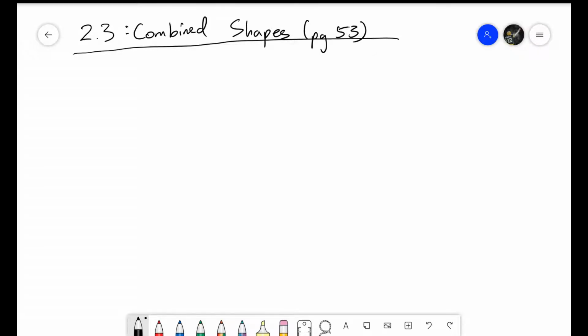In this video, we'll be looking at 2.3, which is combined shapes. This can be found on page 53. First part of 2.3 is the perimeter of combined shapes. To find the perimeter, you simply have to add up the lengths of all the edges that are on the outside.